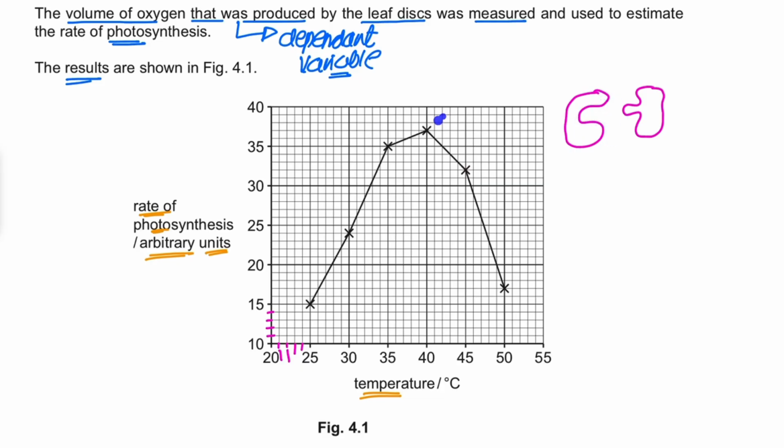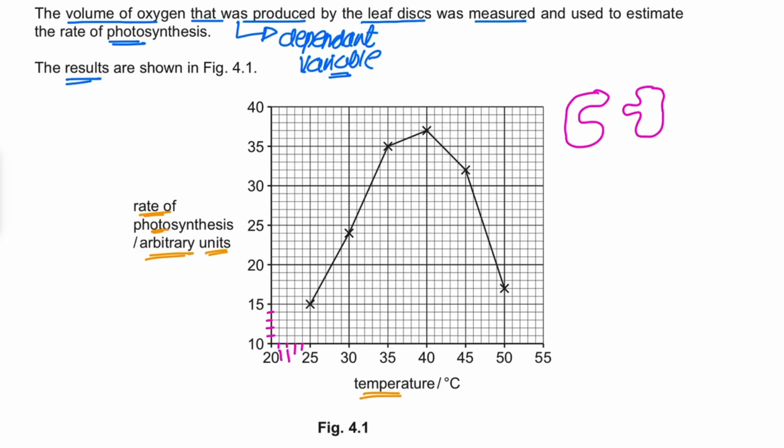Now, for the explanation from here to here, you see that when the temperature is increased beyond 40 and up to 50, the enzyme is not completely denatured, but the rate of photosynthesis is decreasing. The explanation is that as the temperature increases, the enzymes start to lose the shape of their active site. The active site shape is not completely lost, but it is partially changed. That results in less substrate binding to the enzyme's active site, and that is the reason the rate of photosynthesis is decreasing in this part of the graph.